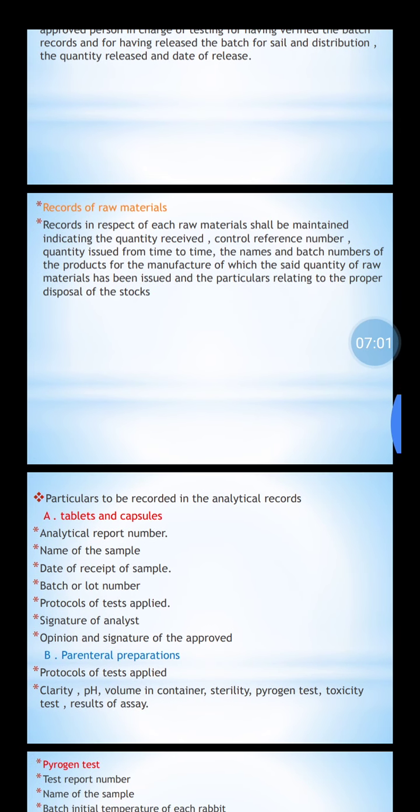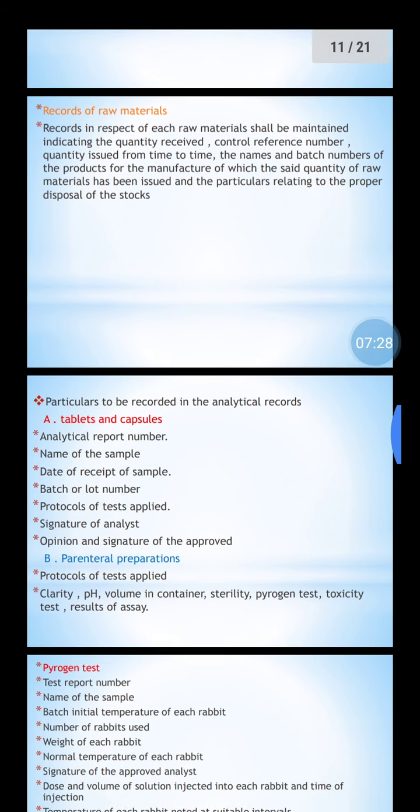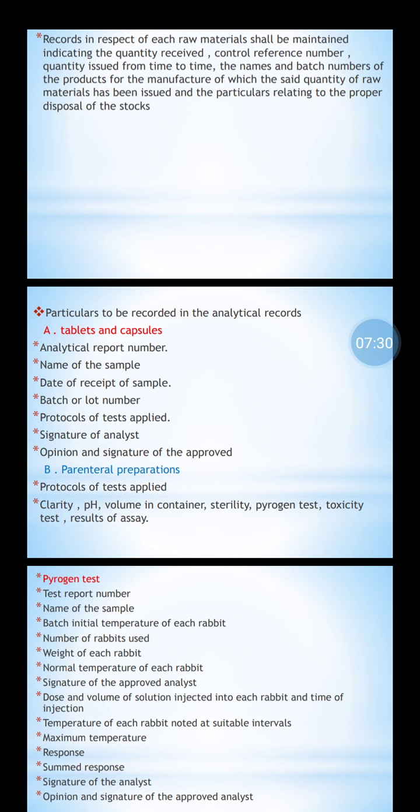The next, records of raw materials. In records, the respect of each raw material shall be maintained, indicating the quantity received, control reference number, quantity issued from time to time, the name and batch number of the product for manufacture of which the said quantity of a raw material has been issued, and particulars relating to the proper disposal of a stock. Particulars to be recorded in the analytical records.